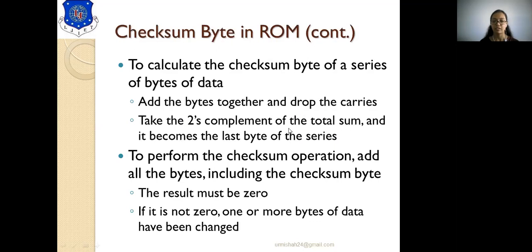So after taking the 2's complement of the total sum, that particular byte will be treated as the checksum byte, or the last byte of the series. You have to perform the checksum operation by adding all the bytes including the checksum byte. If the result is 0, then your checksum byte is correct, and if the result is not 0, that means there is some error in your data or your data has been lost. So this way, using the checksum byte, we can detect whether there is an error in our data or not, whether our data is corrupted or it is clean.